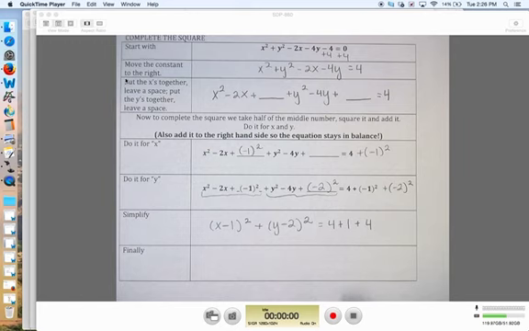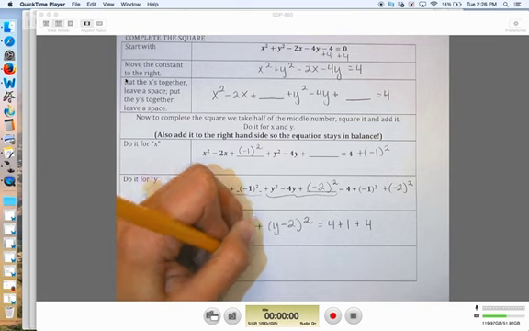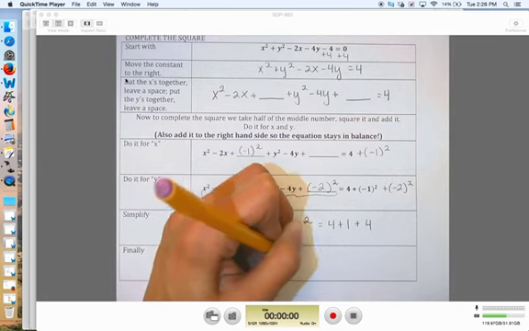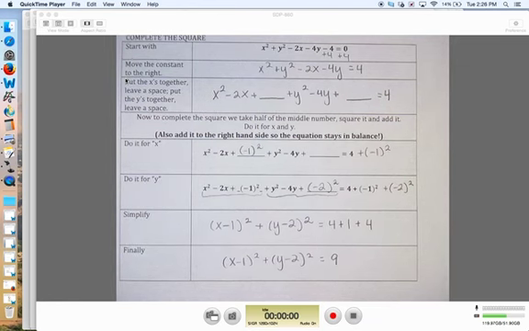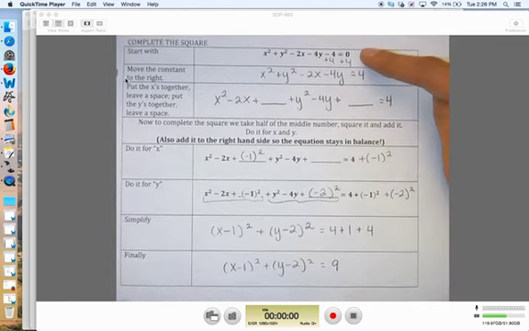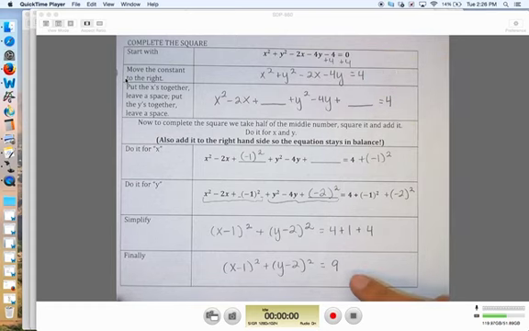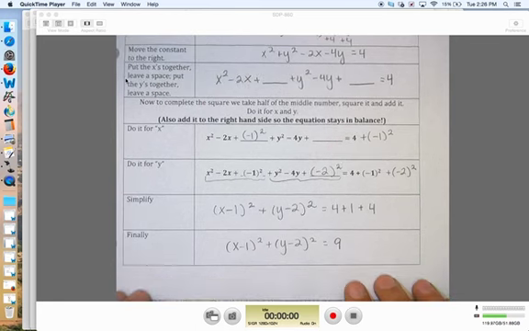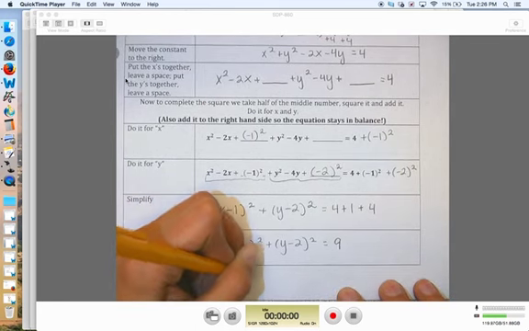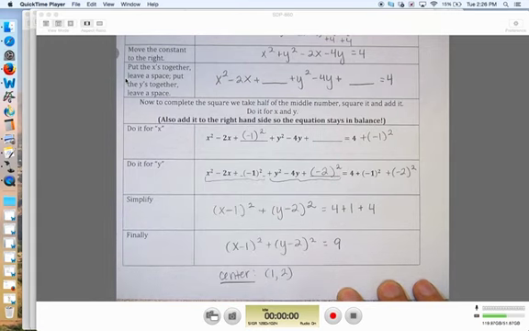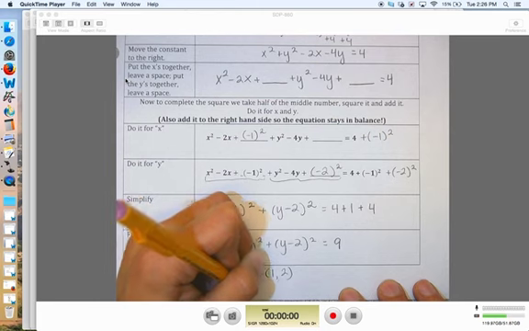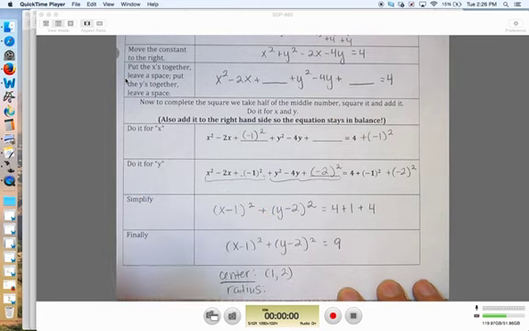So our final step will just be to simplify this right-hand side. We have (x minus 1) squared plus (y minus 2) squared equals 9. Now we have turned an equation of a circle that was in general form into standard form, allowing us to identify the center, which is (1, 2), and the radius, which is 3.